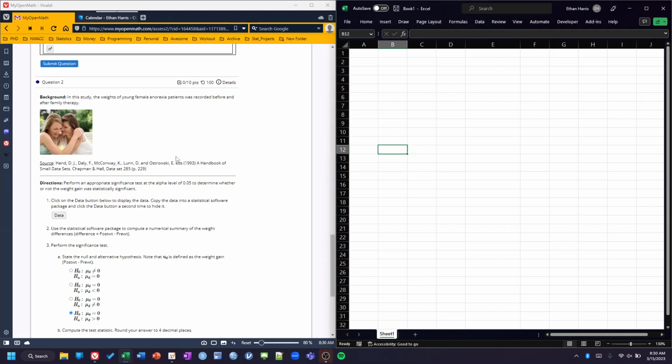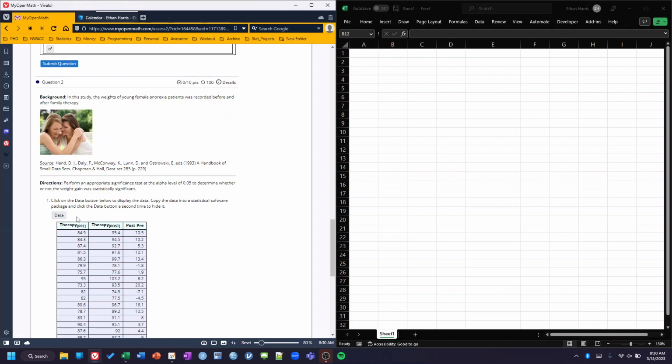So let's look at this study. It says, in this study, the weights of young female anorexia patients were recorded before and after family therapy. The directions: perform an appropriate significance test at the alpha level of 0.05 to determine whether or not the weight gain was statistically significant. Okay, so let's grab our data first.